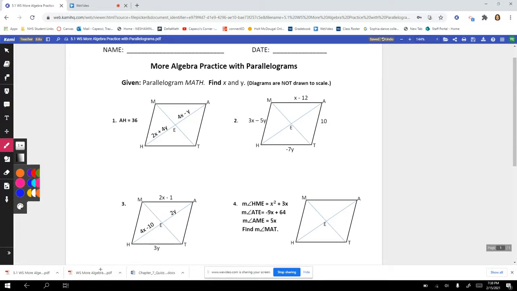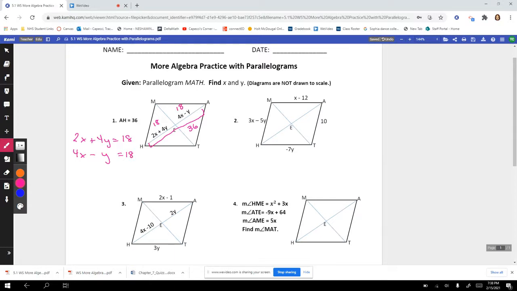Okay, so in number 1, we have AH, which is one of our diagonals. It has a value of 36. Now, I know that diagonals bisect each other, so that makes this side equal to 18 and this side equal to 18. So I can come up with two equations: 2x plus 4y is equal to 18, and 4x minus y is equal to 18.